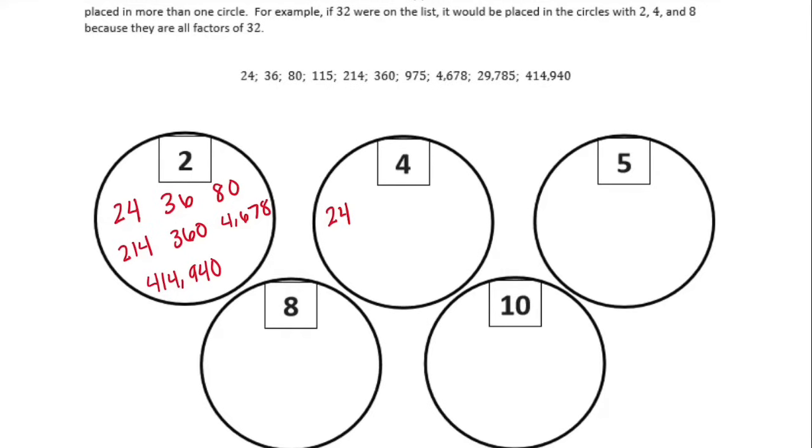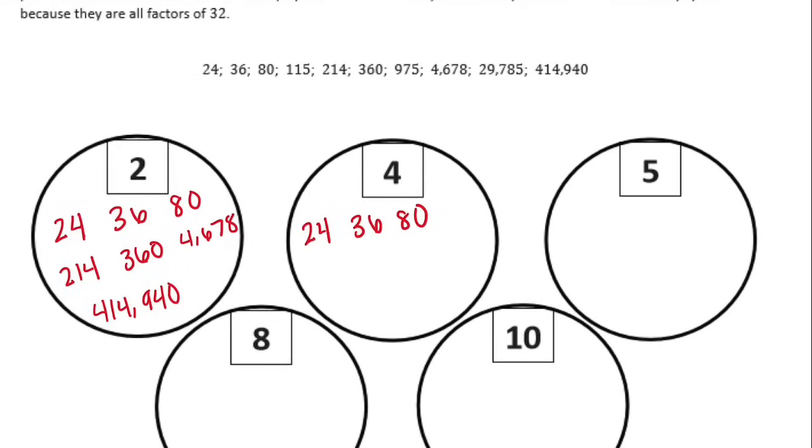36 divided by 4 is 9. So this is divisible by 4. 80, we can do 80 divided by 4, we get 20. So now, 115, the last 2 digits are 15, and 15 is not divisible by 4. So 115 would not belong in there. 214, the last 2 digits are 14. 14 is not divisible by 4. 360, 60 is divisible by 4, it'd be 15. So 360 does belong in there.